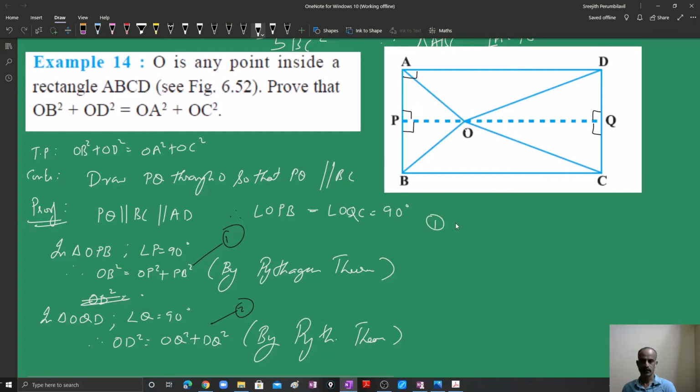Adding 1 and 2: OB square plus OD square is equal to OP square plus PB square plus OQ square plus DQ square. OB square plus OD square is equal to, we need this OA.